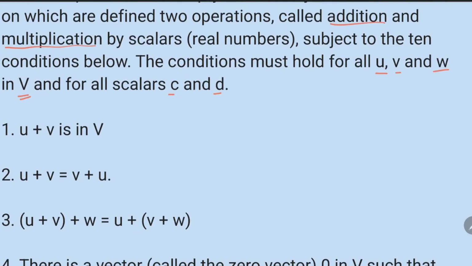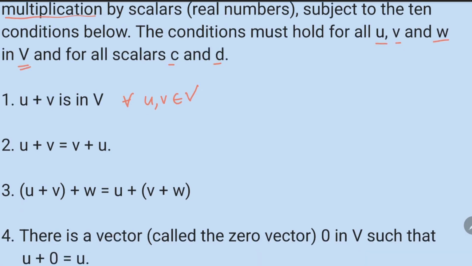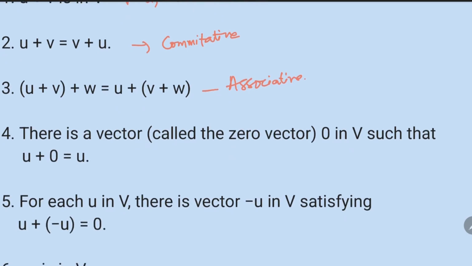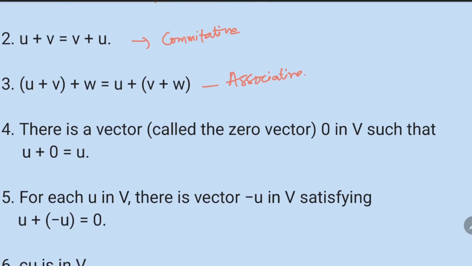So the first property is u plus v is in V for all u, v belonging to the vector space. This is the closure property. u plus v is equal to v plus u. This is commutative. Under addition, this is the associative property. We have u plus v plus w is equal to u plus v plus w. We all know that. And there is a vector 0 in V such that u plus 0 is equal to u, which is the identity property.